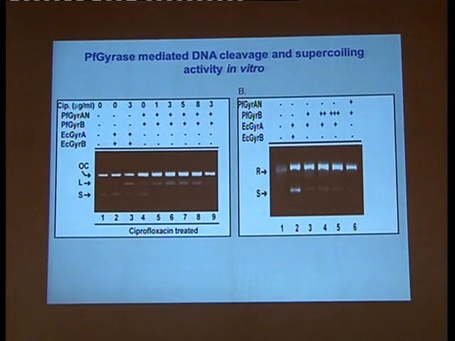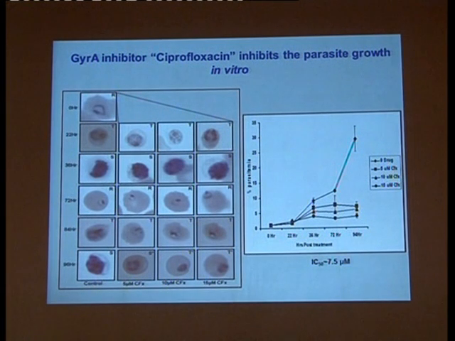So now we thought that if this is true, whether we can show that gyrase binds and also cleaves DNA. And we found that PF gyrase B indeed can do the cleavage. Now, does it kill Plasmodium? Yes, we found that ciprofloxacin not only blocks gyrase, it also kills Plasmodium falciparum, with a reasonably low IC50 value.